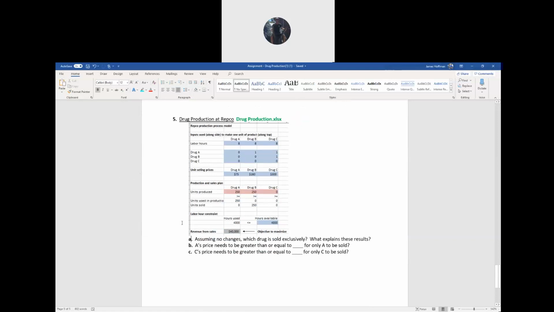Okay, assuming no changes, which drug is sold exclusively here? Now we finally get drug B. All right, so this is the no drug C's, no drug A's, drug B.